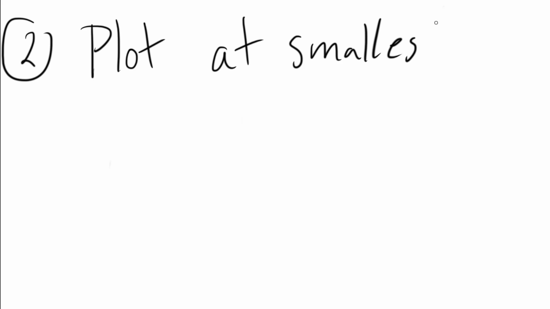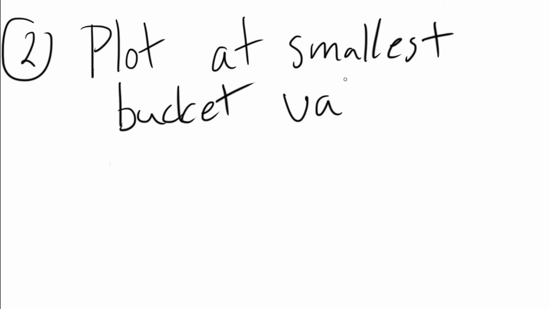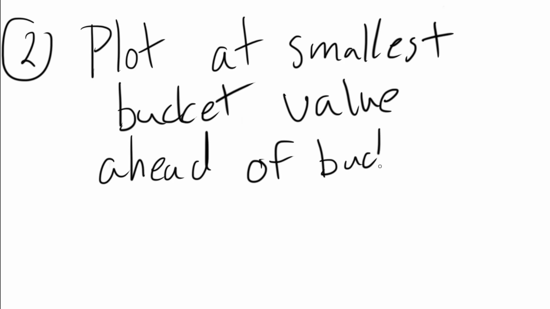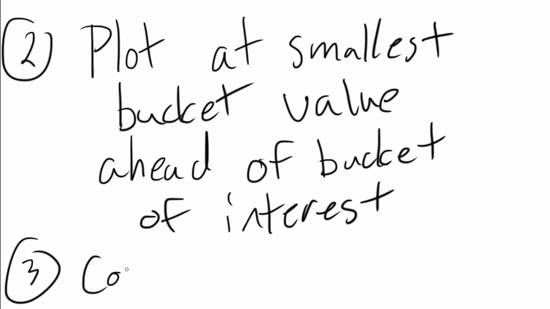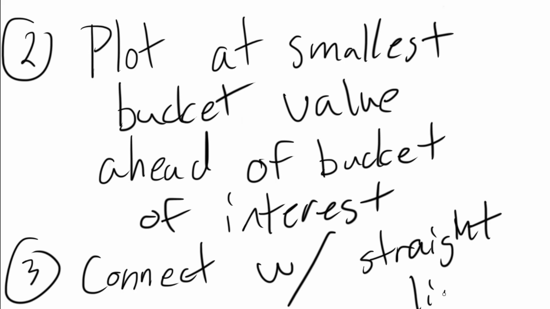Step 2, you want to go ahead and plot at the smallest bucket value ahead of the bucket of interest. I know this doesn't make much sense right now, but I'll show you in a bit. This is the step to do it in, but I'll show you right now what all this means. And your last step is to connect the dots, and you want to connect them with a straight line. So let's do an example, because I know this is all a lot to take in.